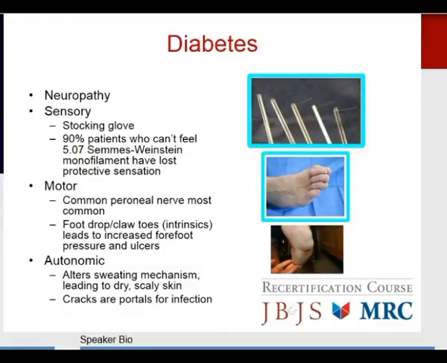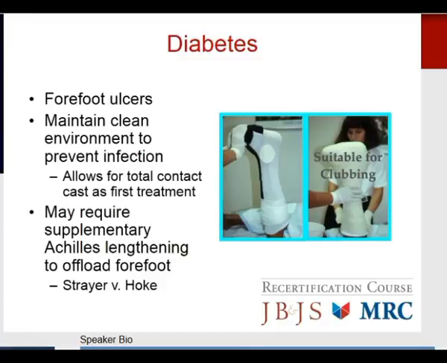Diabetes has different types of neuropathy. We know that sensory neuropathy occurs in 90% of patients, and for those that have some type of sensory neuropathic pattern over time, we look for this so-called 5.07 Semmes-Weinstein monofilament, which gives us protective sensation when we walk and gives us our best chance to minimize the risk of ulcers developing. Motor neuropathy also occurs. That occurs to the common peroneal nerve, and those patients over time can develop claw toes or hammer toes because of it. And finally, autonomic neuropathy also occurs, which creates dry, scaly skin, which provides portals of entry for bacteria and subsequent infections. So all three types of neuropathy matter.